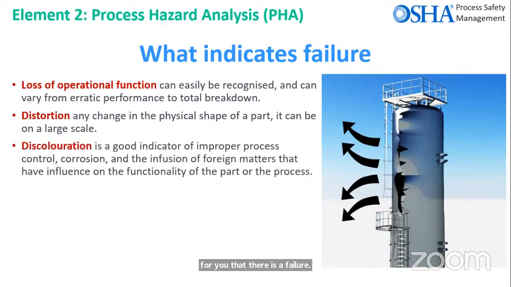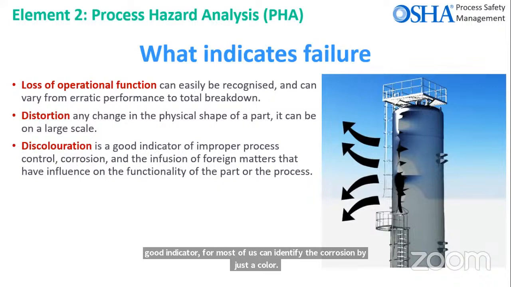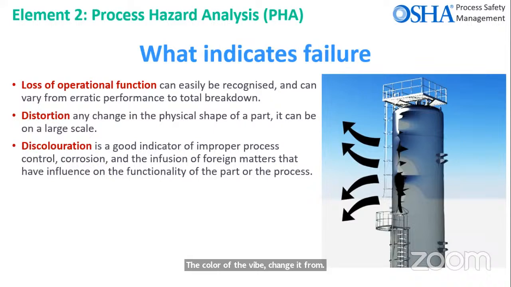The discoloration. Discoloration is a change in the color. It's a good indicator for improper process control. It's a good indicator for corrosion. Most of us can identify corrosion just by the color. If the color of the pipe changed from a light color to a dark brown one, then there is corrosion here. So discoloration is one of the good indicators that can be identified just by your eyes.